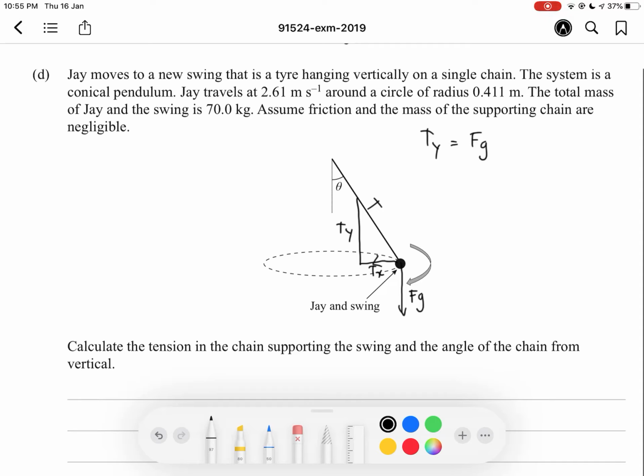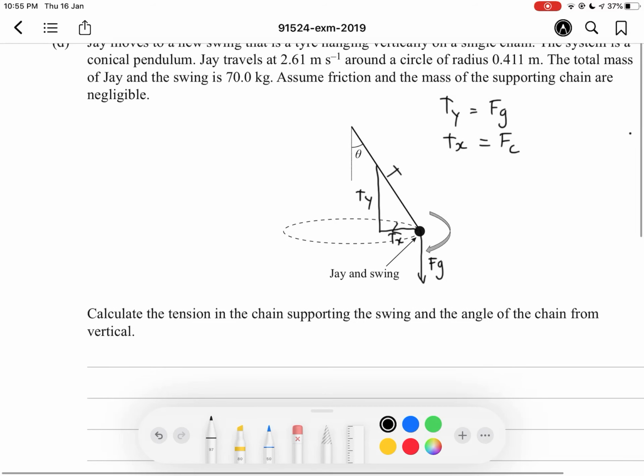Now Tx is acting towards the center of the circle, and that is also going to be our centripetal force. So Tx is our centripetal force acting towards the center of the circle. After we figure out both of these components, we can use Pythagoras to find the total tension force and the angle.